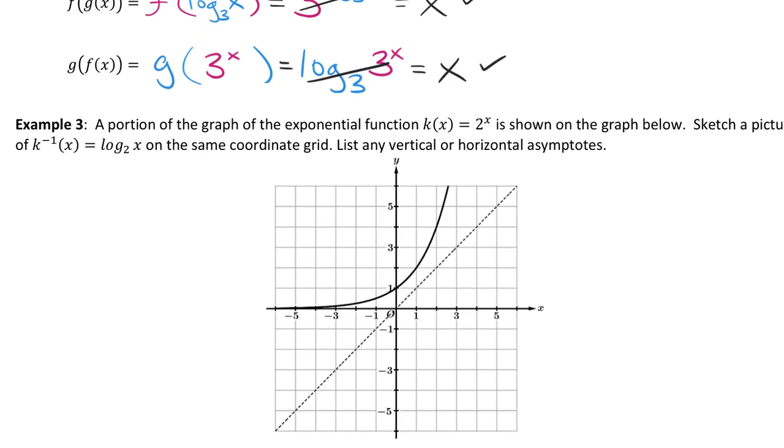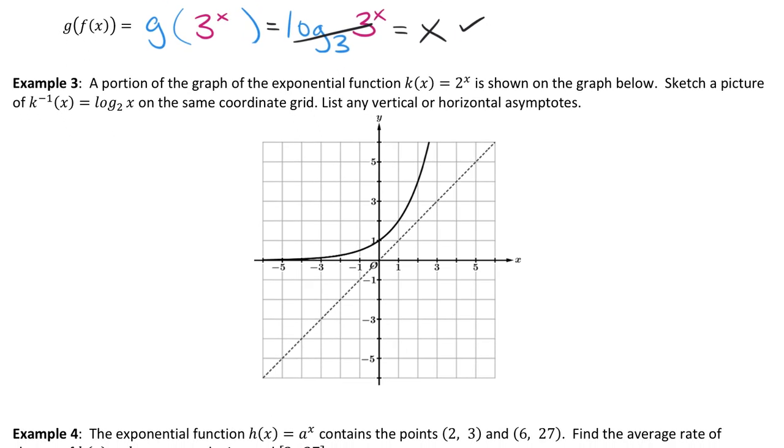To prove to you that these things are inverses and to start introducing the shape of a logarithmic graph, we're going to do example 3. It says a portion of the graph of the exponential function k of x equal to 2 to the x is shown on the graph below. Sketch a picture of k inverse, which is equal to log base 2 of x on the same coordinate grid, and then list any vertical or horizontal asymptotes.